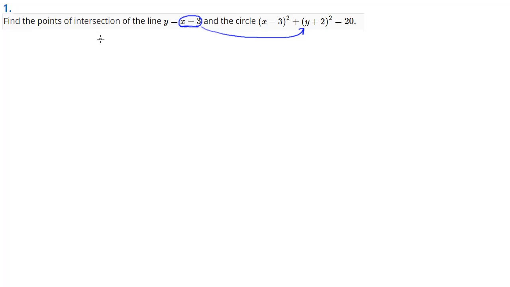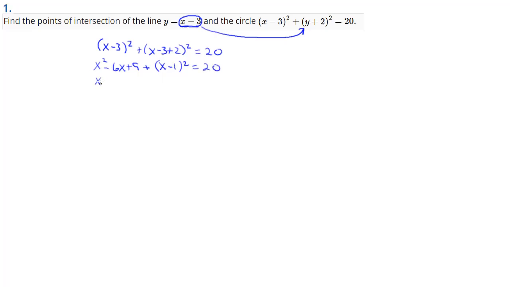So now I'm going to rewrite this. I'm going to say (x minus 3) squared plus, not y, (x minus 3) plus 2, squared equals 20. And now all I'm going to do is expand this. It's going to be x squared minus 6x plus 9. And then, whoops, I should have put this together. This is going to be (x minus 1), and then that's going to be squared, and it's still going to equal 20.